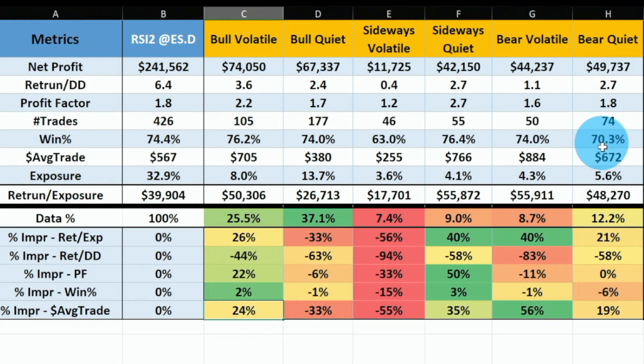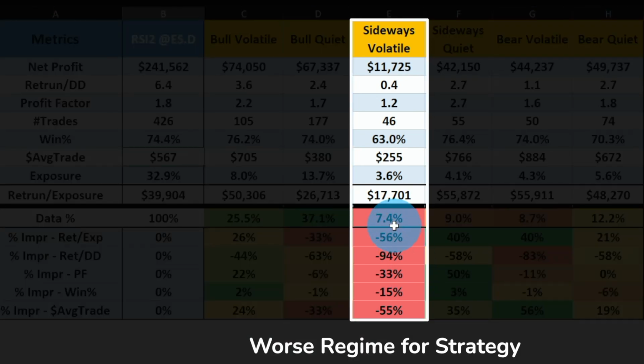Now, I did this for all market regimes. So bull quiet, sideways volatile, quiet, bear volatile, and bear quiet. And these show whether it's better or worse than our original strategy. And of course, you can clearly see now that the strategy doesn't behave the same in all market regimes. Immediately, this attracts your attention. The sideways volatile market, everything is worse than the original strategy.